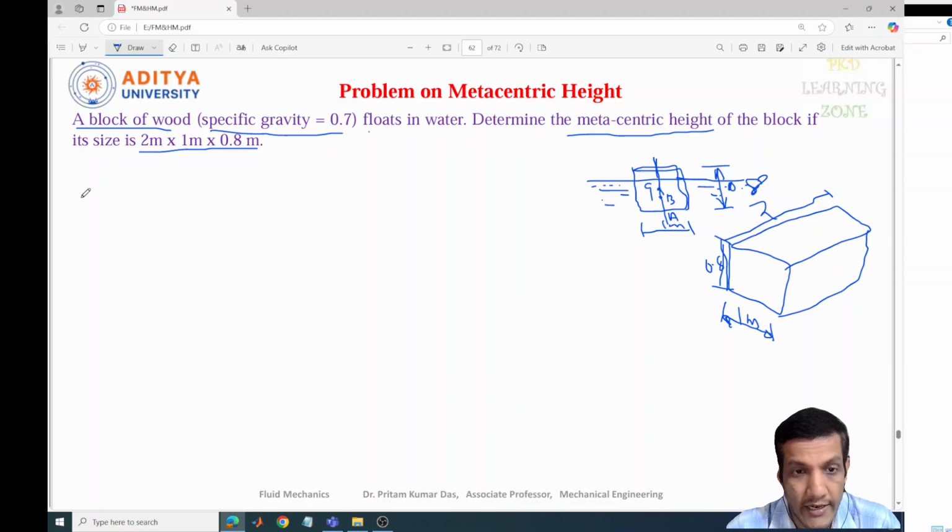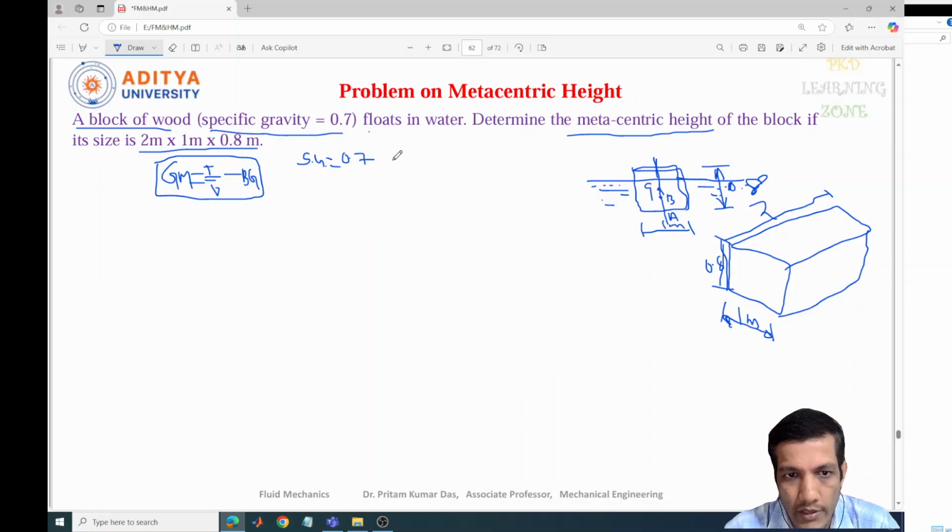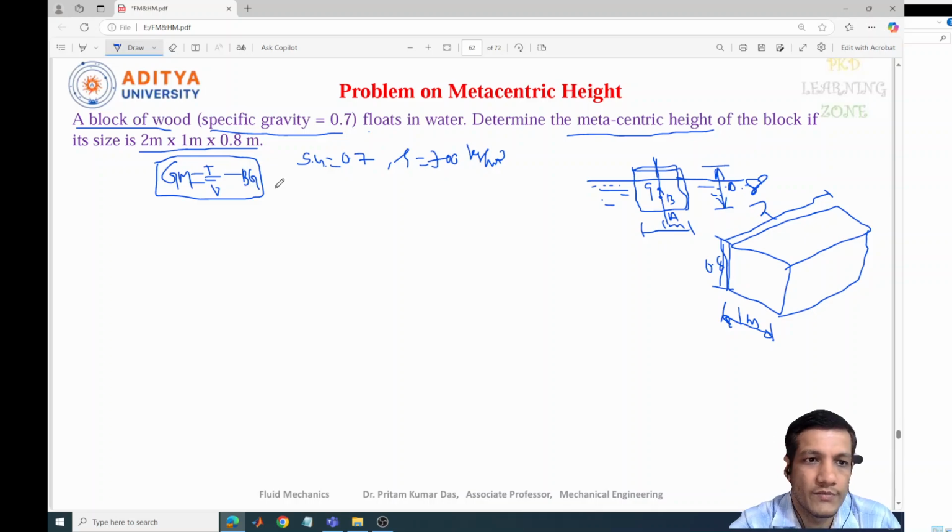Now what values are given here, and what we need to find out is the metacentric height. We know the metacentric height formula: GM equals I by V minus BG. These three things, moment of inertia, volume and BG, we need to calculate. First, the specific gravity is given as 0.7, so the density is 700 kg per meter cube, and the dimensions are 2 by 1 by 0.8.